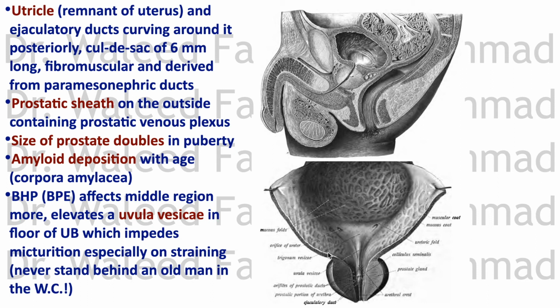Okay? So this is the uvula vesicae, part of the floor of the urinary bladder, raised by the transitional zone or the middle lobe of the prostate.